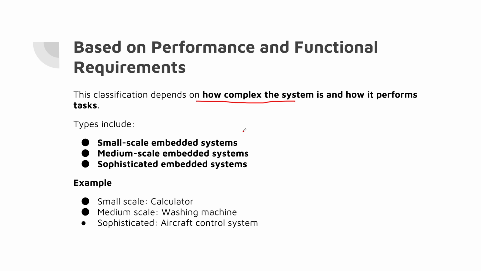A small scale embedded system is one where I am using a microcontroller which is between 8 to 16 bit. If I am using a microcontroller which is between 16 to 32 bit, then it comes into the medium scale embedded system. If I am using an embedded system which has 32 bit to 64 bit, then it comes under the sophisticated embedded system.